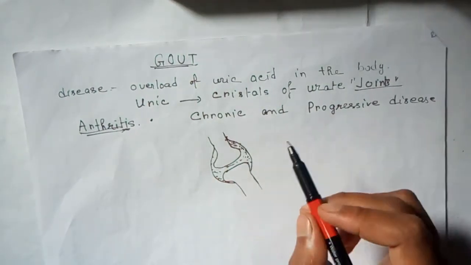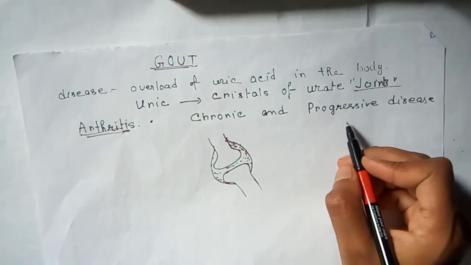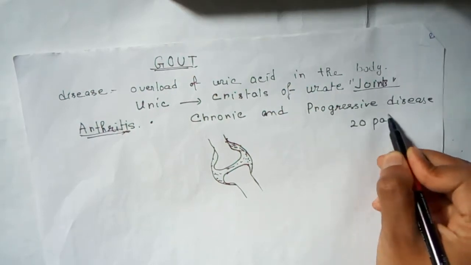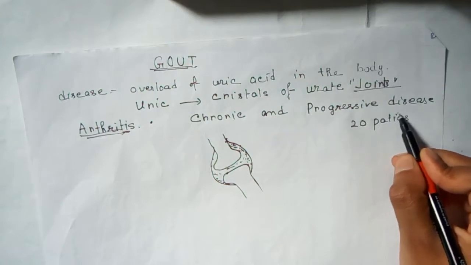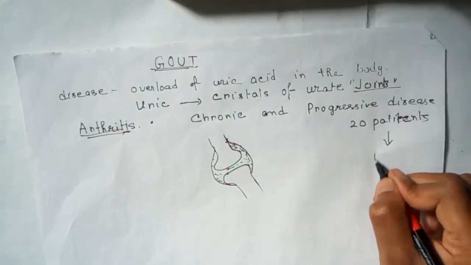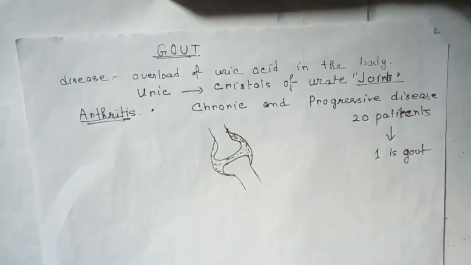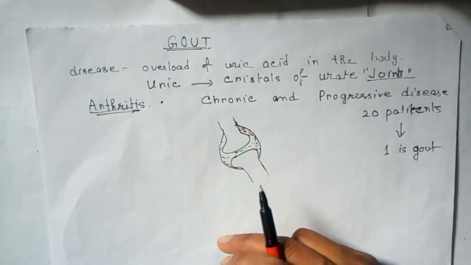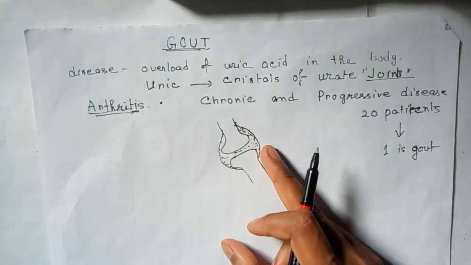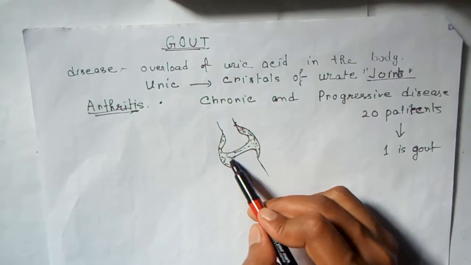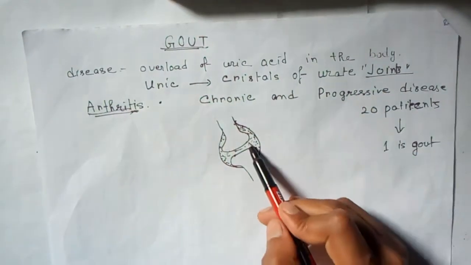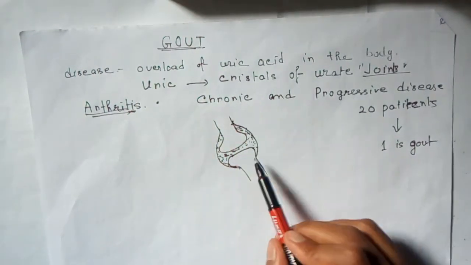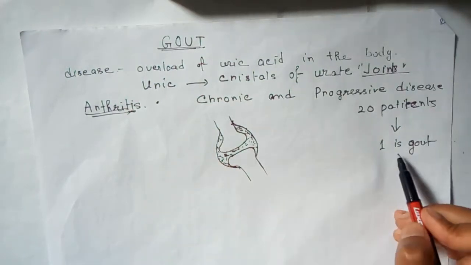The inflammation of the joints is known as arthritis, and gout is one type of arthritis. Out of 20 arthritis patients, one is a gout patient. Uric acid deposits around the joints may cause joint destruction, decreased kidney function, and kidney stones.